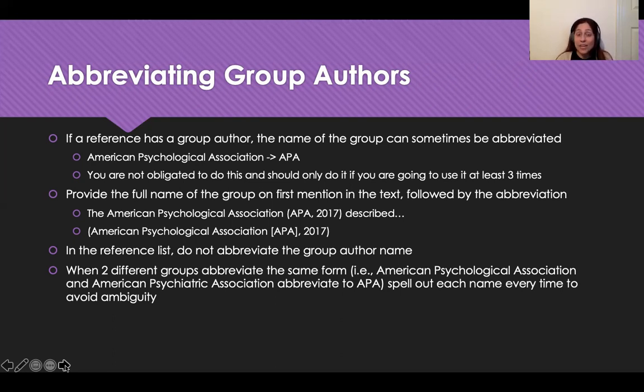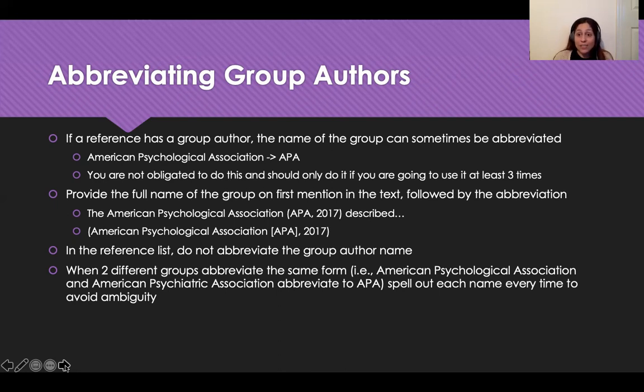You're going to provide the full name of the group on the first mention, the very first time you mention it in the text. And then in parentheses, you're going to provide the abbreviation. And there are 2 different ways to do that. In the first one here, I have it in a narrative: the American Psychological Association, parentheses, APA, comma, space, year. In the second example, I have it in a parenthetical citation. So you have parentheses, American Psychological Association, and then you're going to use brackets to give the abbreviation, comma, space, year, parentheses, okay?